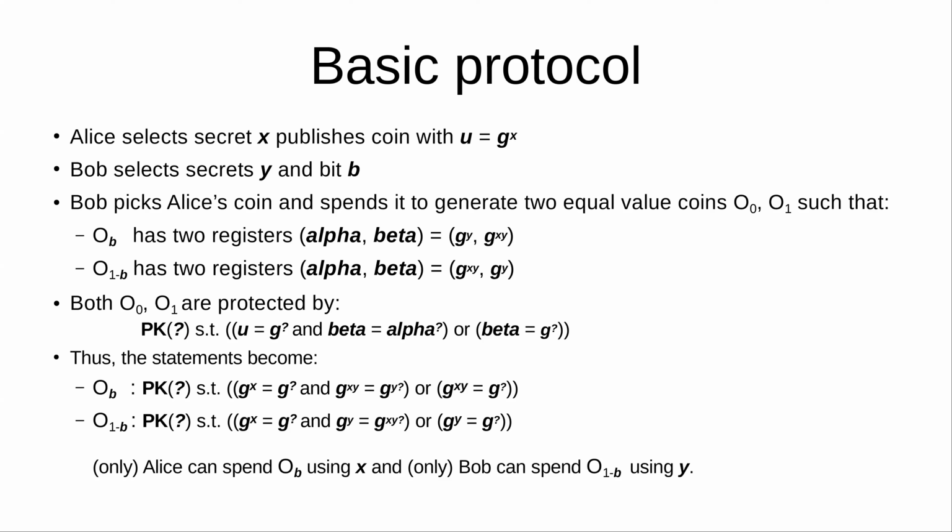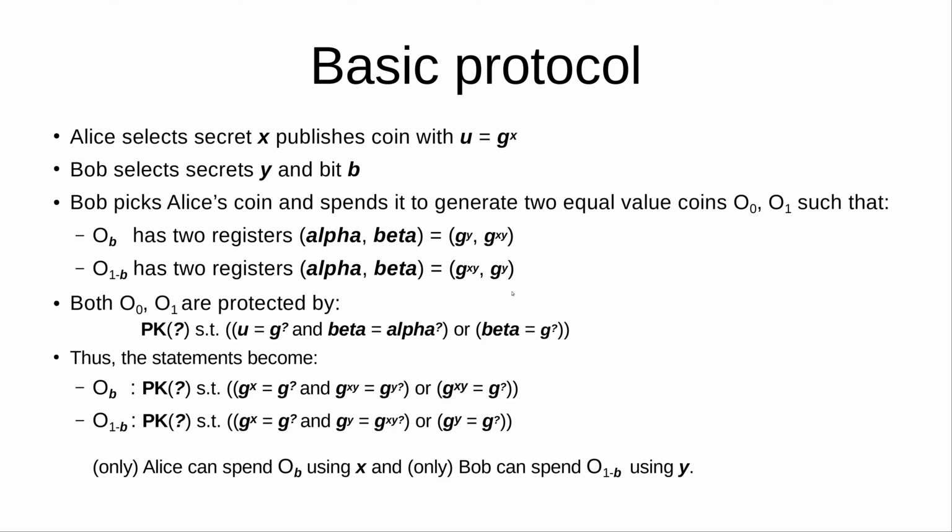And he spends this coin along with one of his own to generate two equal value coins, O0 and O1, such that OB, where B could be 0 and we don't know, has two registers, alpha and beta, such that alpha has G to the Y and beta has G to the XY. Similarly, O1 minus B also has two registers alpha and beta, but in O1 minus B's case, alpha has G to the XY and beta has G to the Y. So alpha and beta are swapped.